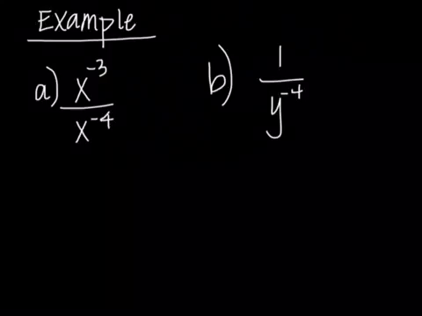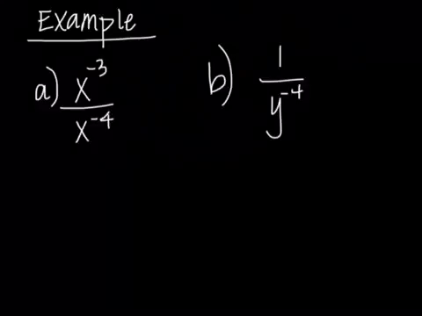Let's look at some simple examples. When I see a negative exponent, that tells me that my term is sitting in the wrong location. If it's in the numerator, it needs to move to the denominator, and if it's in the denominator, it needs to move to the numerator.